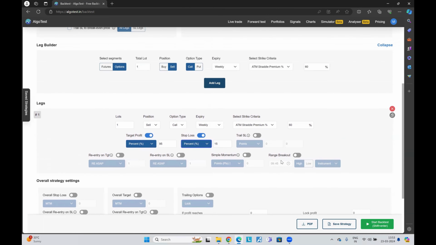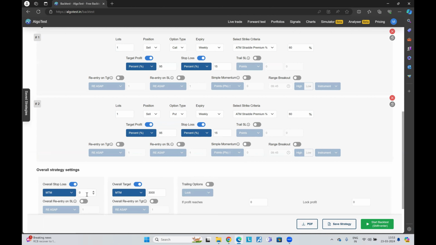Let me clone this for the second leg. In this strategy, we have only two legs. We are selling both the legs, CE and PE, of one quantity, so we don't have any buy legs in this strategy. I'll change this call to put. The overall target is around 3000, what we had mentioned there, and the overall stop loss is around 1500. Now let me check.